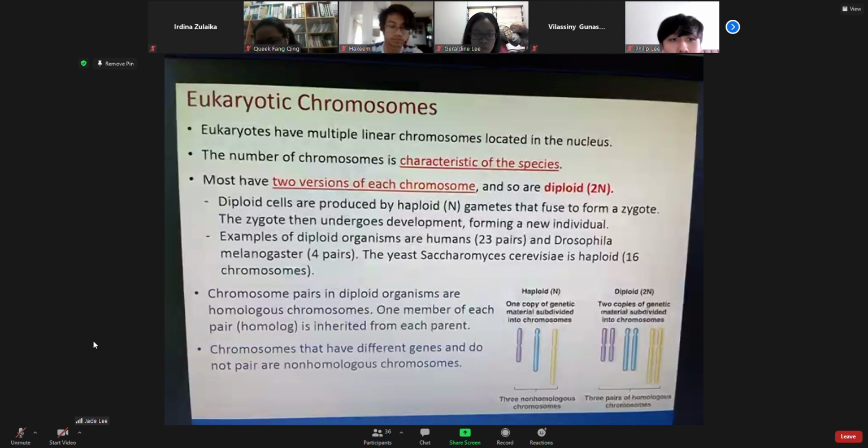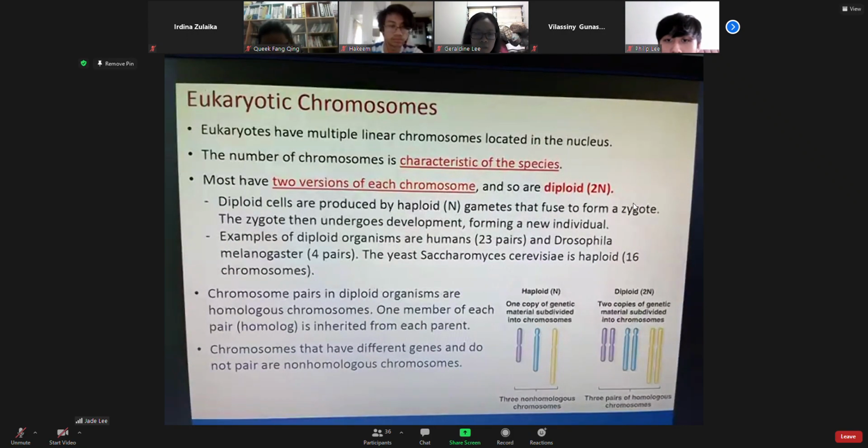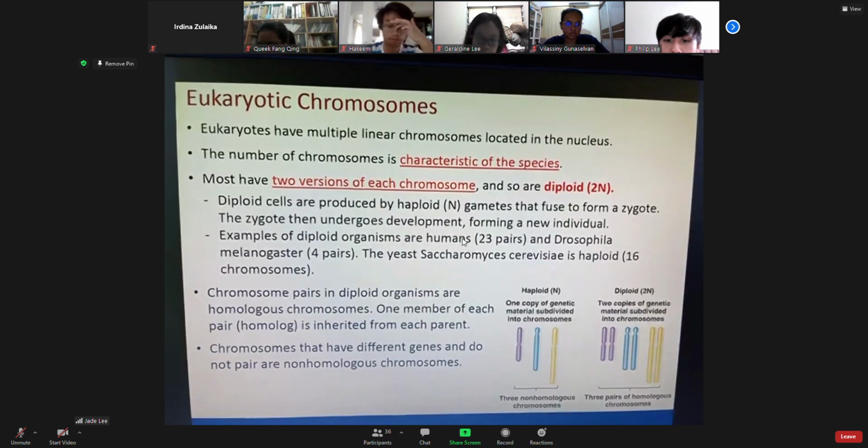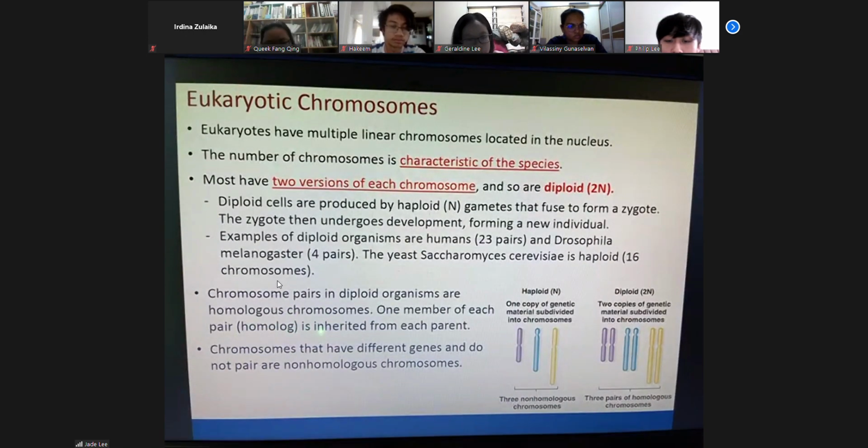Diploid cells are produced when haploid gametes fuse to form a zygote. When they form the zygote, this is called genome restoration. Then it undergoes development, forming a new individual. For example, a diploid organism, humans, have 23 pairs, and Drosophila melanogaster has 4 pairs. Saccharomyces cerevisiae has a haploid set of 16 chromosomes. So you see, all species have different numbers of chromosomes. And the pairs in a diploid organism are homologous, the homologous chromosomes, and one member of each homologous pair is inherited from each parent.